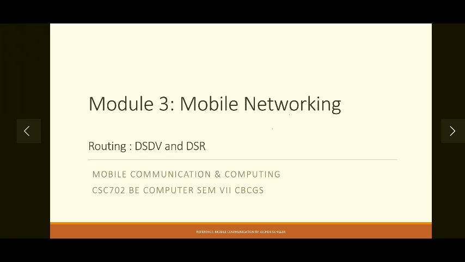Hello everyone. In this session, we are going to see another aspect of the network layer, or another function of a network layer, that is routing of the packets. Now, routing means choosing the best possible route to deliver a packet towards the destination.